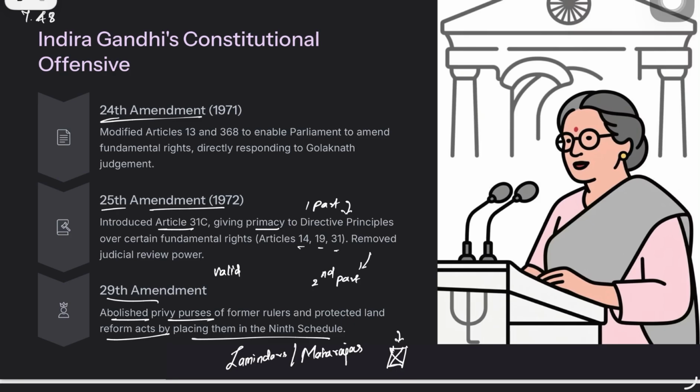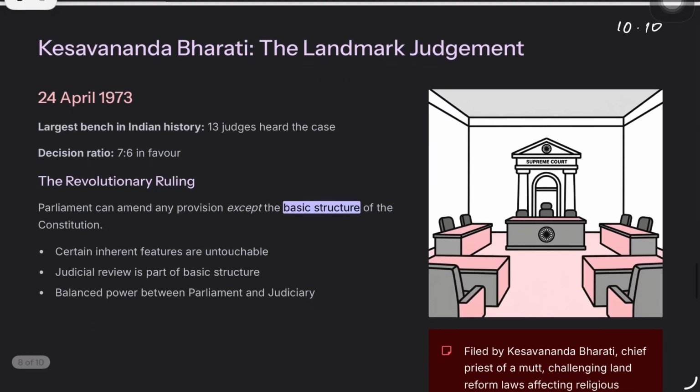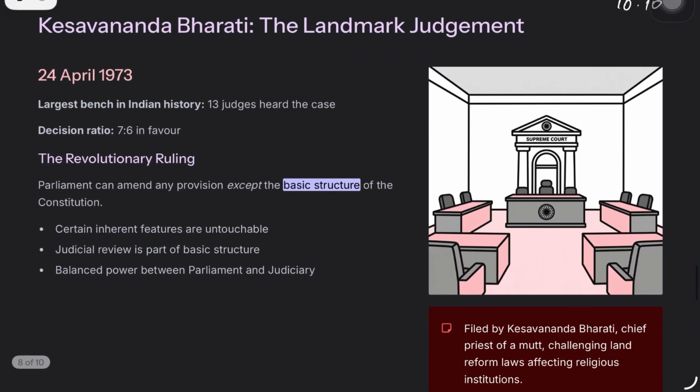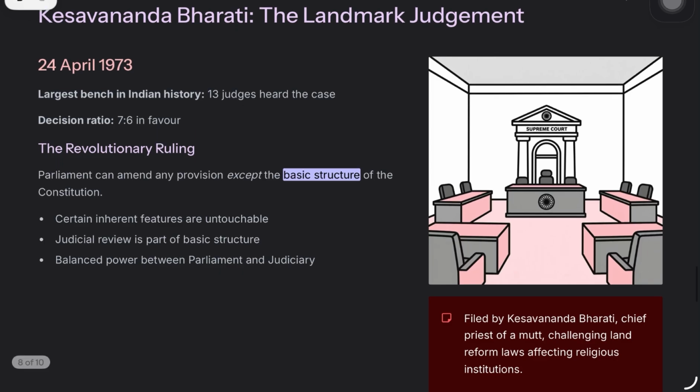Now, aggrieved by these Land Reforms Acts, Keshavananda Bharati, who is a chief priest in a mutt, filed a case before the court. This case was named Keshavananda Bharati vs. State of Kerala, 1973. This case was heard by the largest bench in the history of independent India. It consisted of 13 judges. The decision was supported by a 7:6 ratio, and this is a very important landmark judgment.